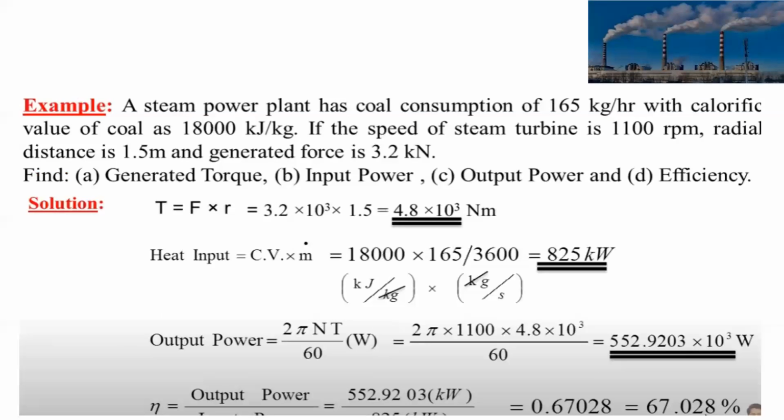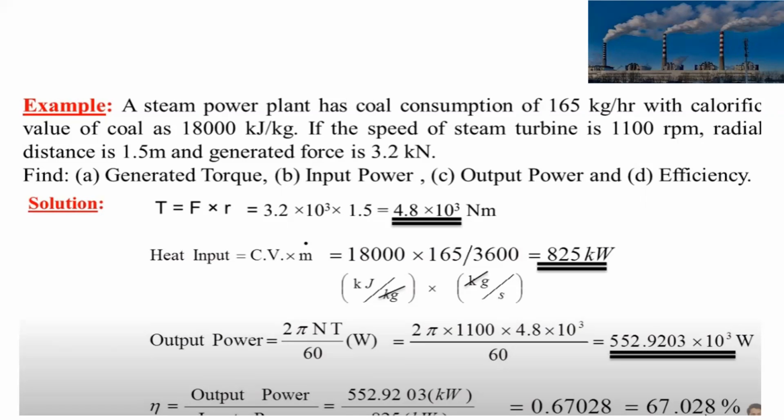Second example: a steam power plant has coal consumption of 165 kg per hour with a calorific value of coal as 18,000 kilojoules per kg. If the speed of the steam turbine is 1100 rpm, radial distance is 1.5 meter, and generated force is 3.2 kilonewtons, find the generated torque, input power, output power, and efficiency. These are very simple formulae, simple examples or questions asked on output and efficiency.